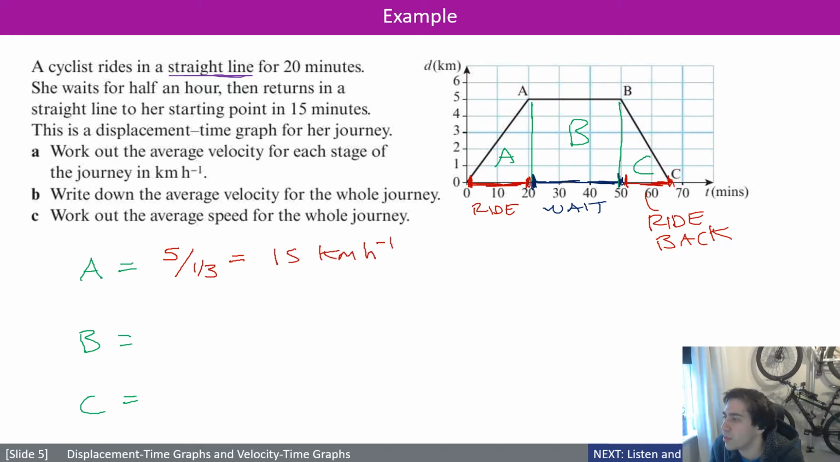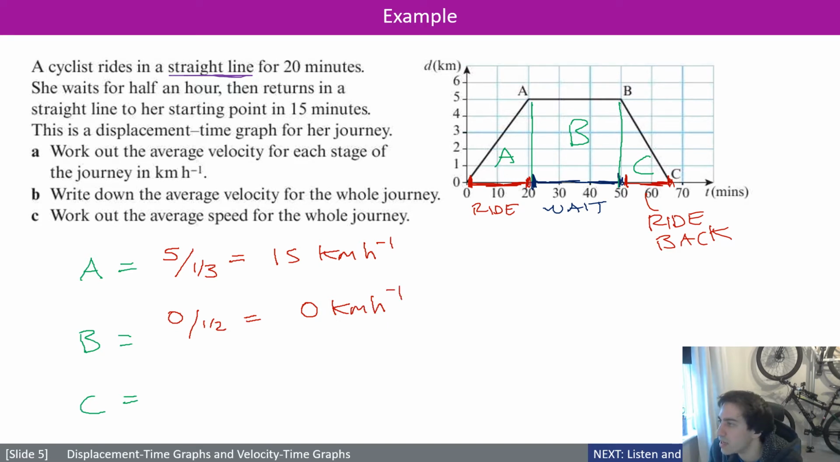Okay, and then stage B, what's the displacement? That one's easy. 0 displacement, right? She starts at a distance of 5, and remains at a distance of 5 by the end of the 30 minutes. So this is technically 0 divided by half an hour, but the length of time doesn't matter, it's still 0 ultimately, kilometers an hour.